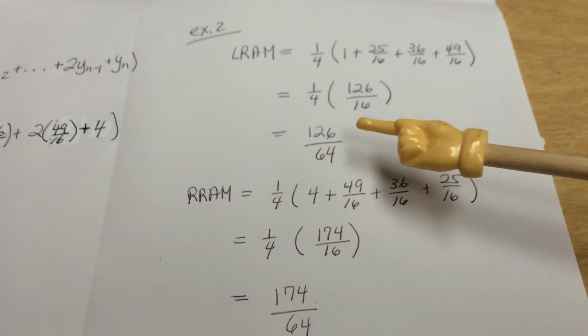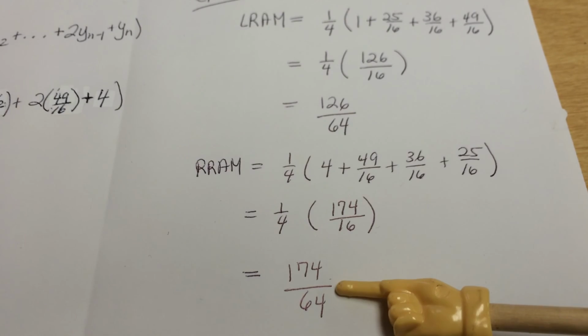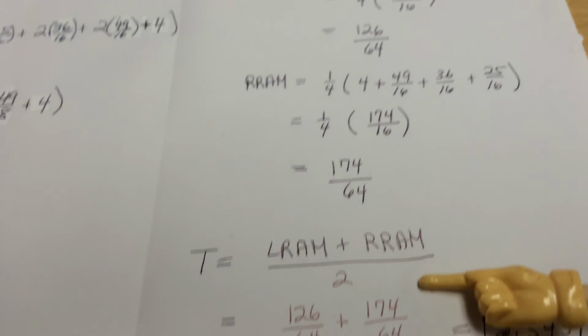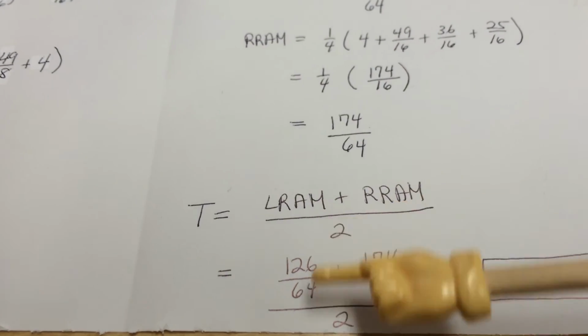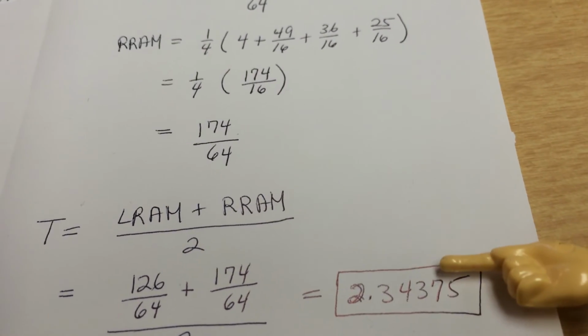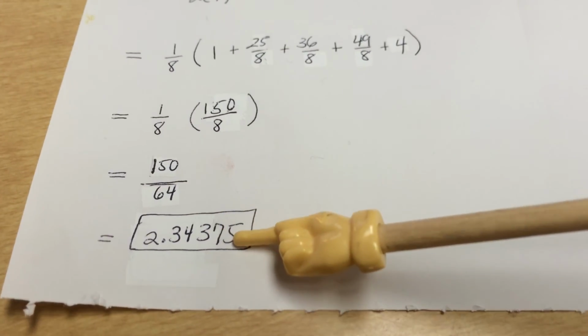So the trapezoid rule says now I take both of the LRAM, RRAM divided by 2. So we're going to take both of these right here, the 126 over 64, 174 over 64. We're going to add those together and then divide it by 2. And then if you work it out on the calculator, it comes out to 2.34375, which was exactly the same as this right here.